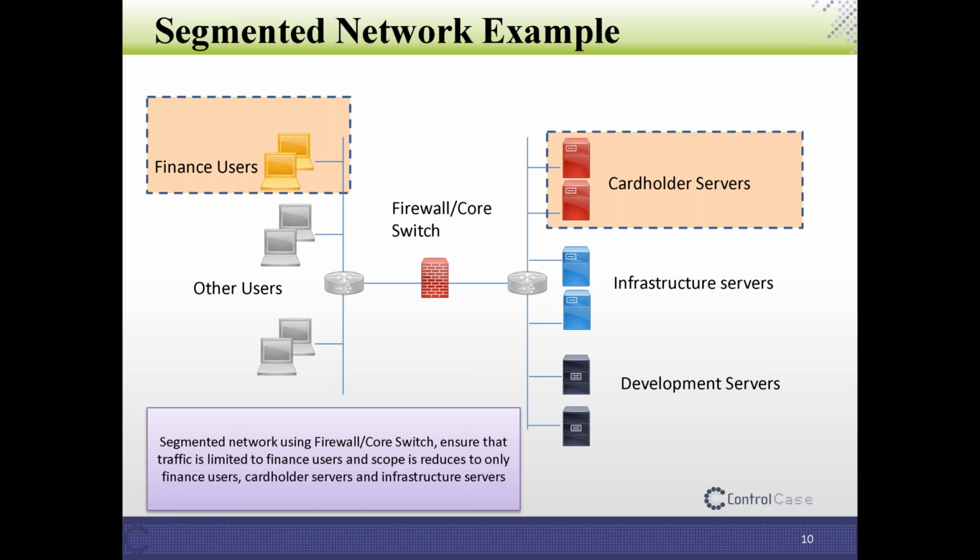And in this case, the finance users, the firewall, the core switch, and the cardholder data servers come in scope of PCI DSS because that is the segment that relates to storing, processing, or transmitting card data. The other users, infrastructure servers, and development servers in this example would not be in scope for the PCI DSS validation and certification. And this is just an example of how a company would have reduced scope by segmenting networks.